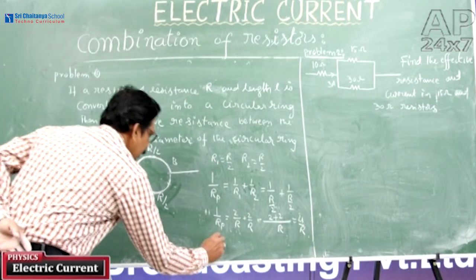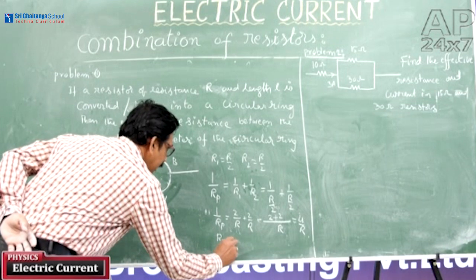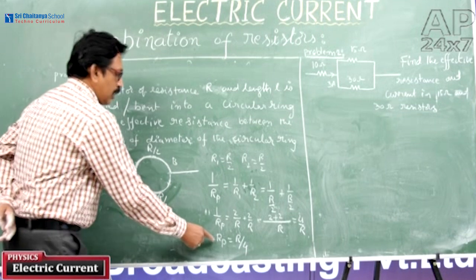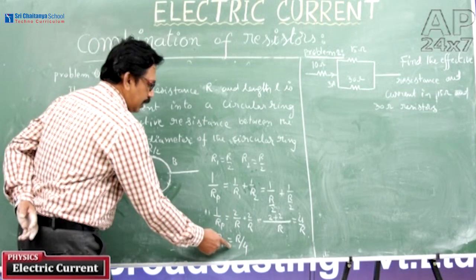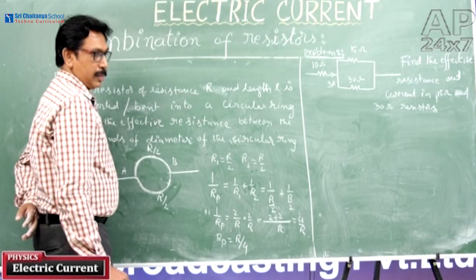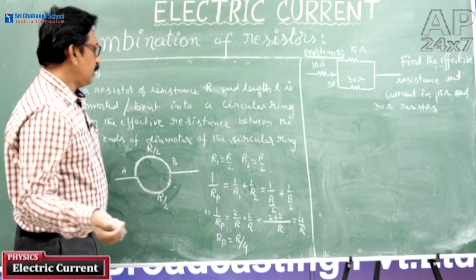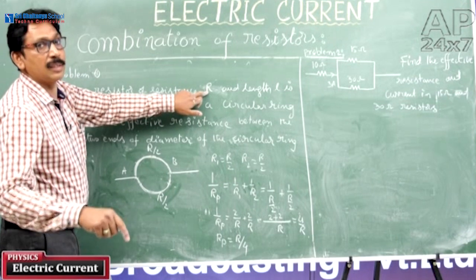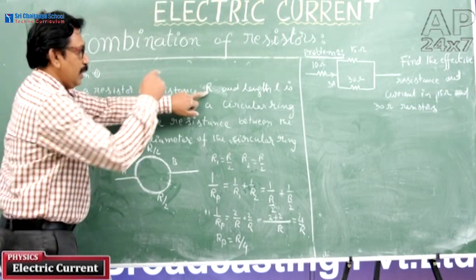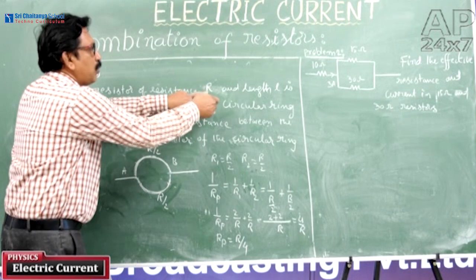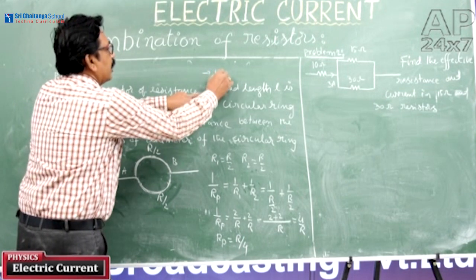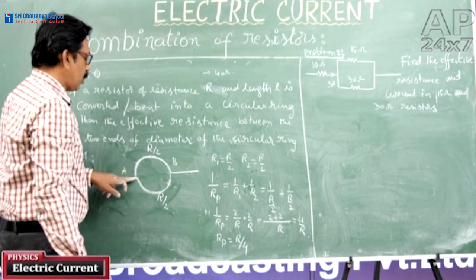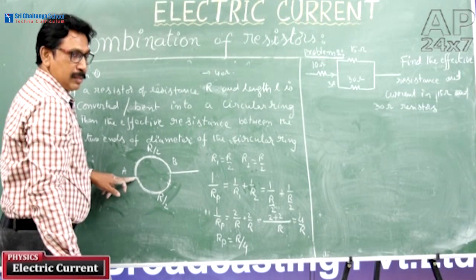That means Rp is equal to R by 4. Rp, that is effective resistance between the diameter, is equal to R by 4. You can do, my dear students, instead of R, if I use a 40 ohm resistor, let us say that it is 40 ohms. What could be the effective resistance between the diameter of this particular combination?